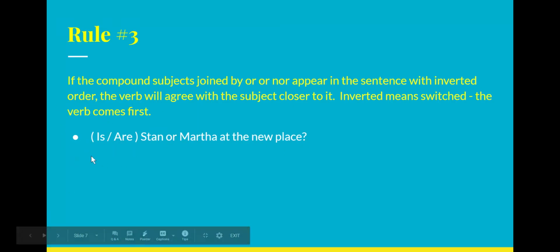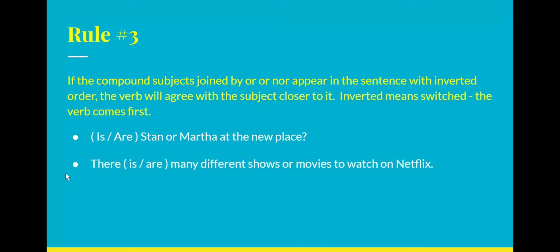So now we're starting with the verb. We're inverting our sentence. We're switching things up. So I have a compound subject joined by or nor here. So I take what's closest to the verb, which is Stan. Stan is singular, one person. So I need a singular verb that ends with S. I would use is. Is Stan or Martha at the new place? Would be my correct answer.